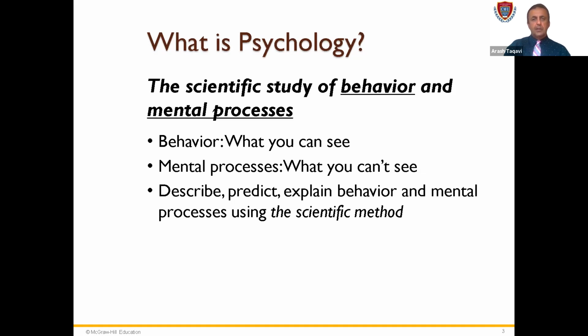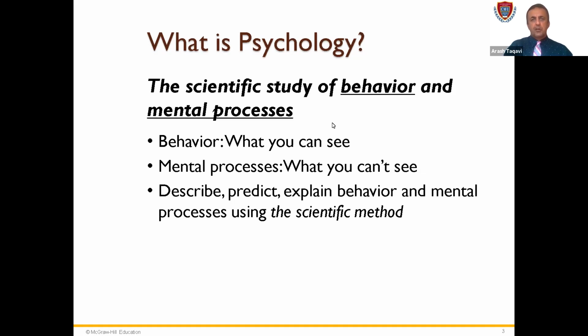So what is psychology? Psychology is the scientific study, scientific investigation, of behaviors and mental processes. So you can find these elements. At first, psychology is scientific study. When you are talking about scientific study, you are talking about the scientific method. And it is a study. It is not only about theories about mind or behavior. It's a study, it's an investigation.